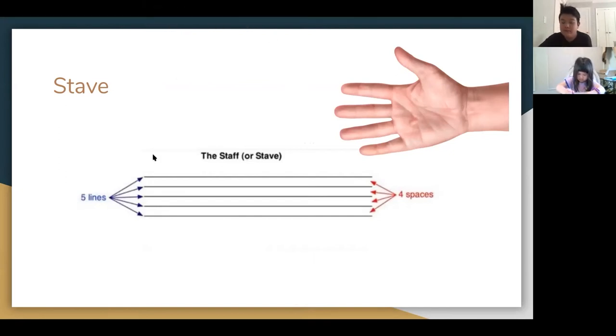Do you need some help right now, or do you have it? I'm already done. Okay, can I see it? That's really good. Good job. Okay, so do you understand, if you're going to write a piece of music or sing a piece of music, you always have to remember to have the stave or staff. Well done.